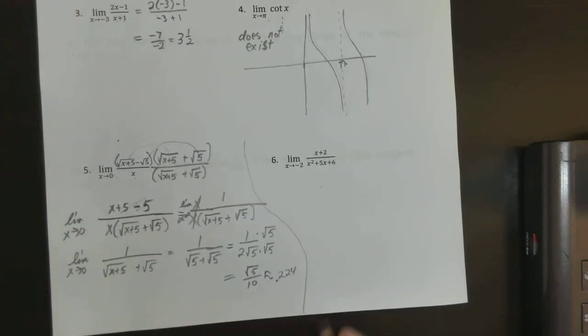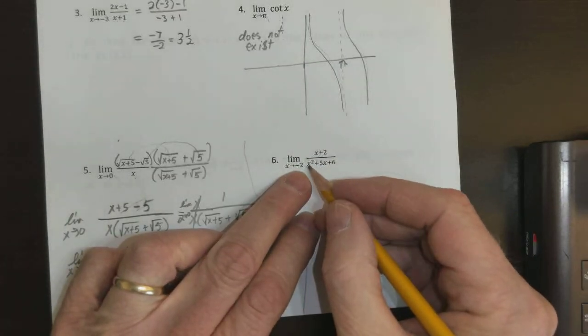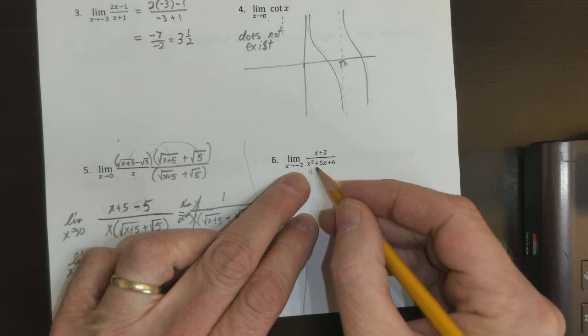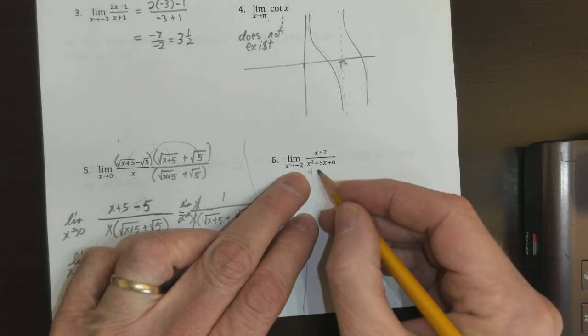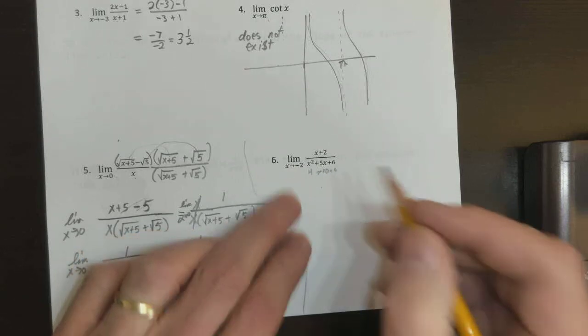Now number 6. Let's see, can I put that directly in? That's negative 2 squared is 4. Negative 2 times 5, that's negative 10. Positive 6. Okay, that makes it 0.